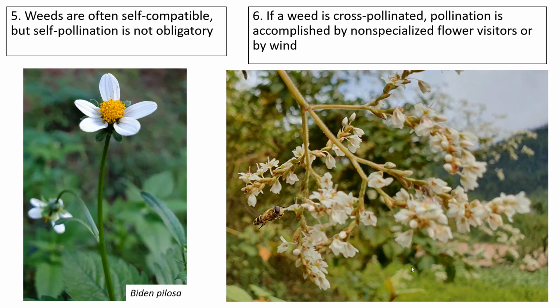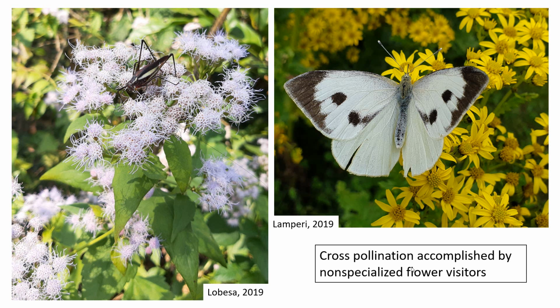6. If a weed is cross-pollinated, pollination is accomplished by non-specialized flower visitors or by wind. Non-specialized flower visitors are generalist pollinators, that is, those who visit several plant species. In contrast, specialist pollinators are more selective and visit flowers of one or very few plant species. These two images are also an example of cross-pollination accomplished by non-specialized flower visitors.